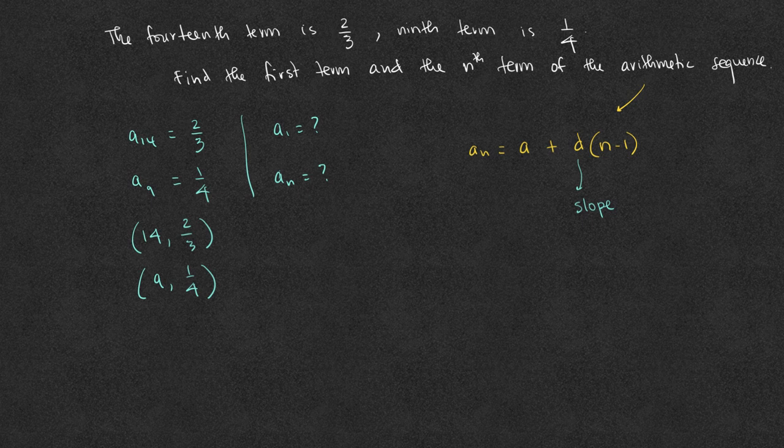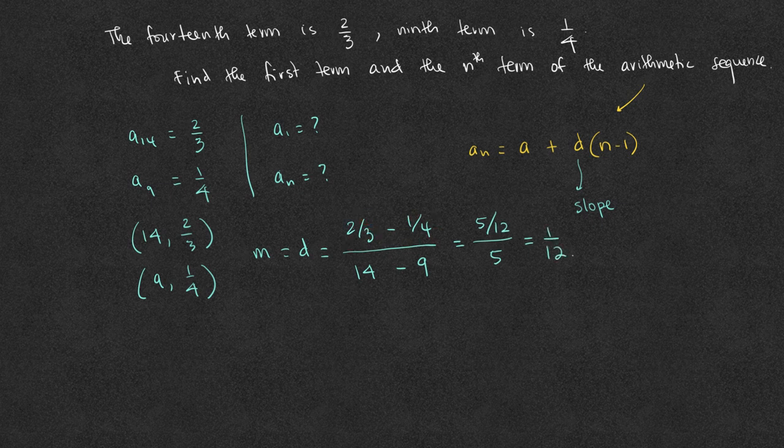Using these 2 points, we find that the slope, or the difference, is 2/3 minus 1/4. This is similar to y2 minus y1 over x2 minus x1. We can take 1/4 minus 2/3, but in the denominator it has to be 9 minus 14. Regardless, we will get 5 over 12 in the numerator and 5 in the denominator. And so simplifying this, we have 1 over 12.